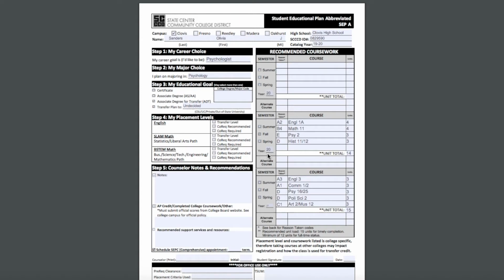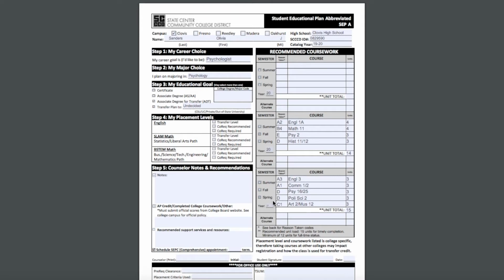And so if we look over here to our courses, we have English 1A, Math 11, Psych 2, and either History 11 or 12. To the right of the courses shows how many units each class is, and to the left of the courses, we show the area that the course satisfies for the general education. And here at the bottom, we get the total amount of units the courses make up for the fall semester.